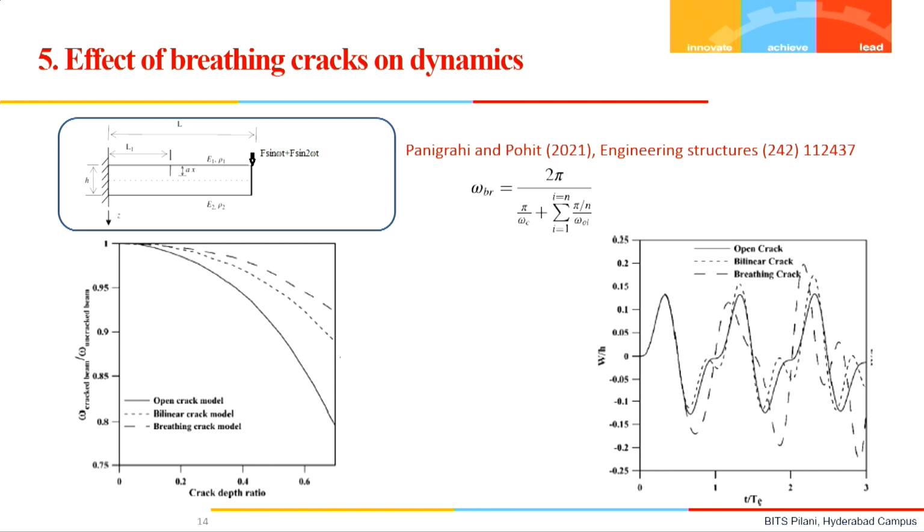For the open crack model, the reduction in the frequency is quite high. It's very large. For the bilinear crack model, the frequency is in between, and the breathing crack modeling is more accurate, obviously, because the crack is opening and closing in time, and this reduction is plotted here. This is a time response, and this is not a steady state response. That's why it is looking a bit hazy.